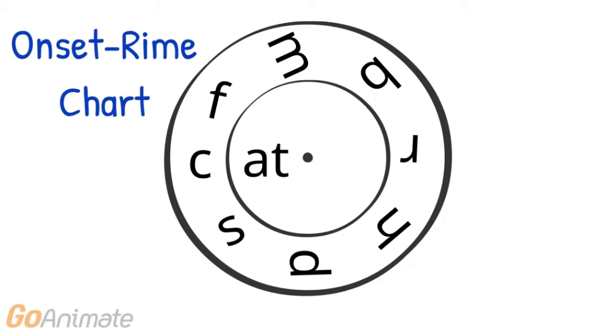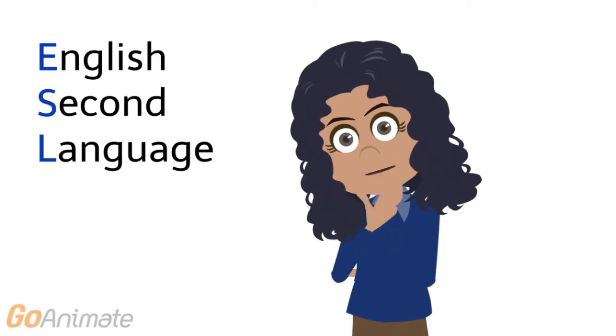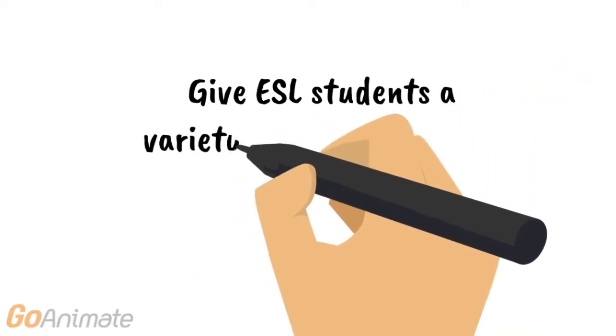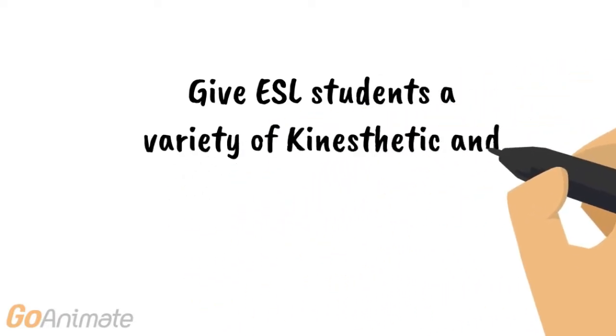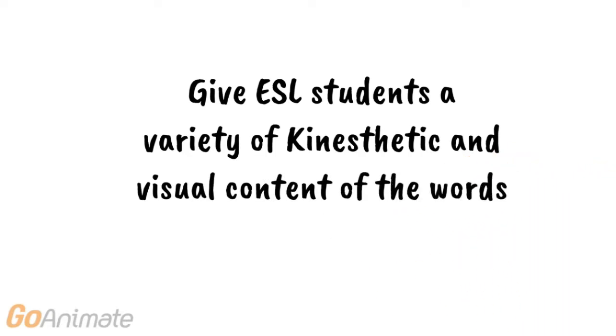As teachers, we must be careful how we teach these target patterns, especially with English Second Language students, also known as ESL. It is important to give them a variety of kinesthetic and visual content of the words because many of them may not have prior knowledge of words in the English language.